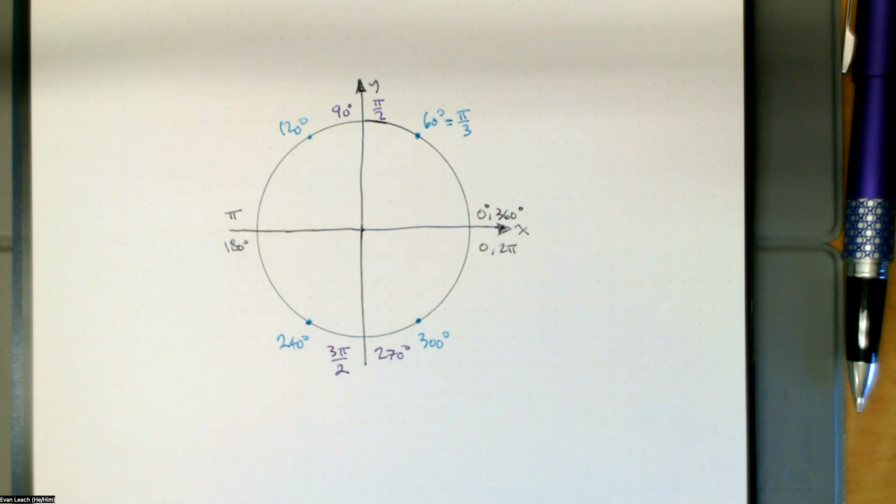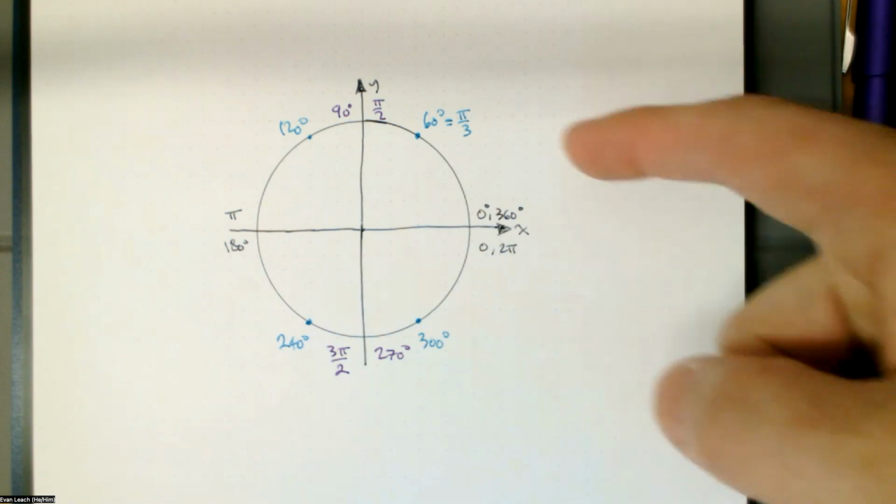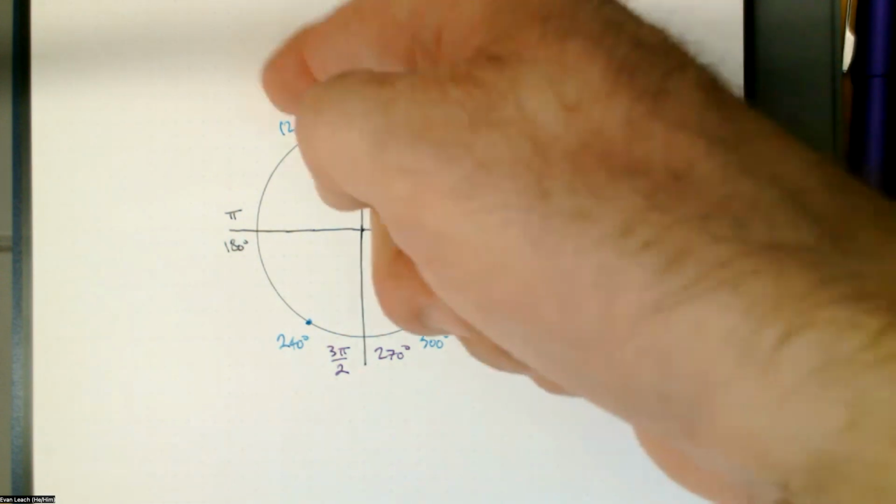Now we're going to count around the circle in terms of radians. 1 pi over 3, 2 pi over 3.